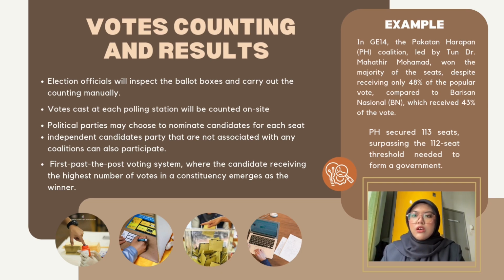The election uses a first-past-the-post system, where the candidate with the most votes wins. The system can lead to unequal representation and more political division. To improve democracy, adopting a more proportional system could help include more perspectives and encourage unity. For example, in GE14, the Pakatan Harapan, which is PH, coalition led by Dr. Mahathir Mohamad, won the majority of the seats, despite receiving only 48% of the popular vote compared to Barisan Nasional, BN, which received 43% of the votes. PH secured 130 seats, surpassing the 112-seat threshold needed to form a government.